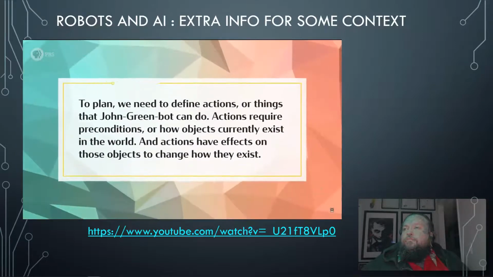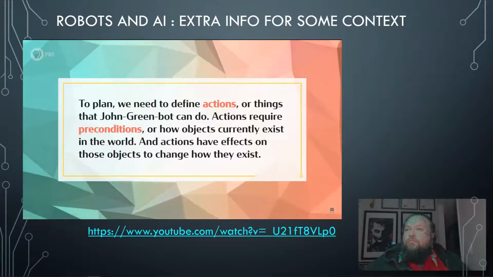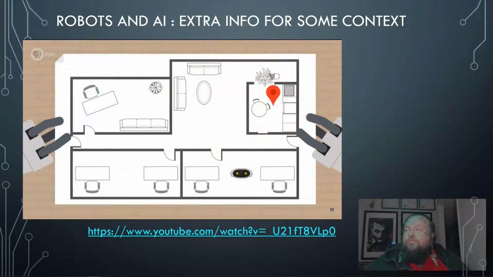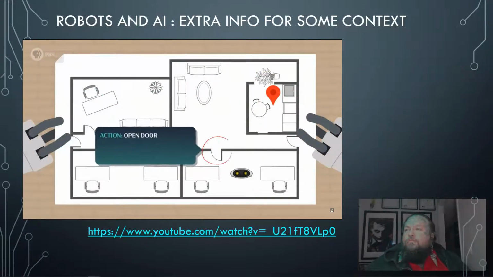To plan, we need to define actions, or things that John Greenbot can do. Actions require preconditions, or how objects currently exist in the world, and actions have effects on those objects to change how they exist. So, if John Greenbot's mental map has a door between his current location and the kitchen, he might want to use an open door action to go through it. This action requires a precondition of the door being closed, and the effect is that the door will be open so that John Greenbot can go through it.